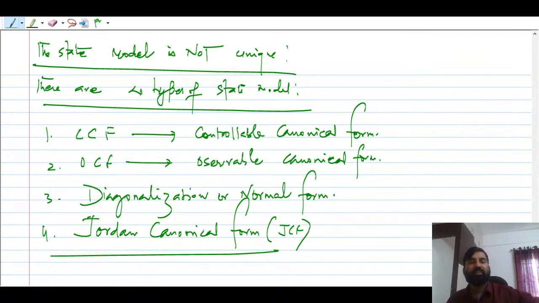If you have got CCF, how to obtain CCF? जैसा मैंने आपको एक टेक्निक बताई, right? From the last to first, you have to go and take the coefficients, but with opposite sign. That will give you the last row of the state matrix, sometimes we call it the state transition matrix. So in case of CCF, you can directly obtain it from the state model, please remember. But how to obtain OCF?